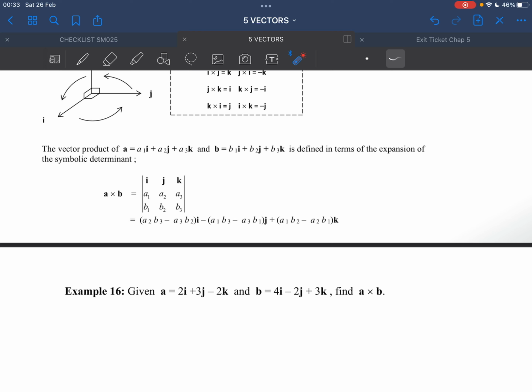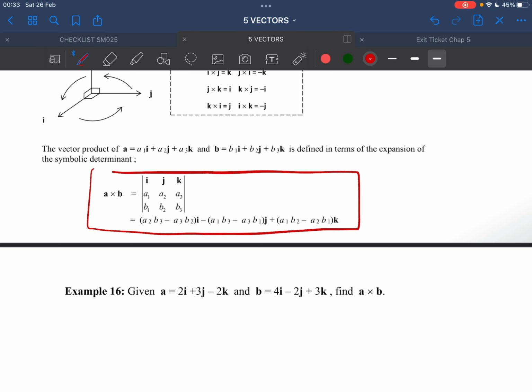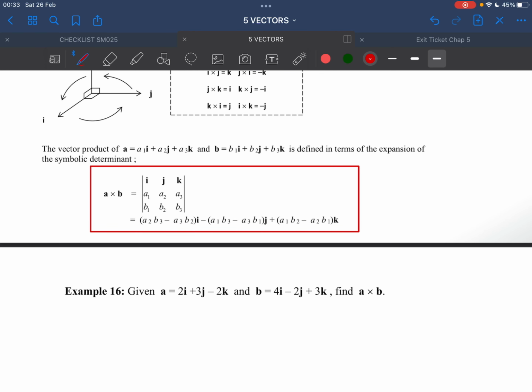So this is the definition. We have A cross B, and you can see the determinant there. So you know how to find the determinant. You already know from the matrices. So here it is going to be plus, minus, plus. What we are going to do is close the first part, the I column, and then we have A2 B3 minus A3 B2. That is AD minus BC, the same method as finding the determinant.